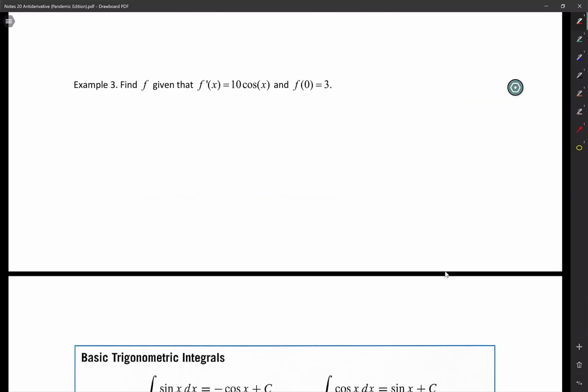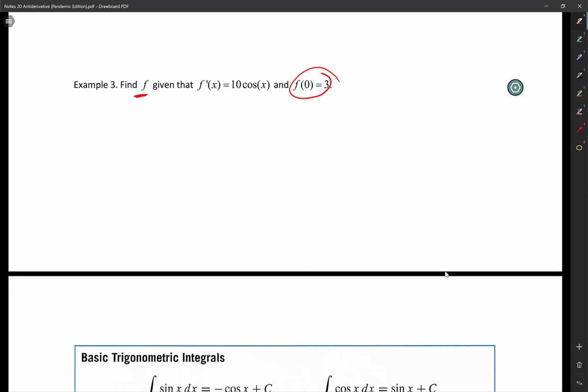Here we go. We're doing example 3 now. This time they do want f. And you don't have to write the integral symbol if you don't want to. You can just go right into it. It says the derivative is 10 cosine x and f of 0 equals 3. So this is called an initial statement. It doesn't have to be initial, but it's a restricted equation. Like this is going to tell me what my c is.